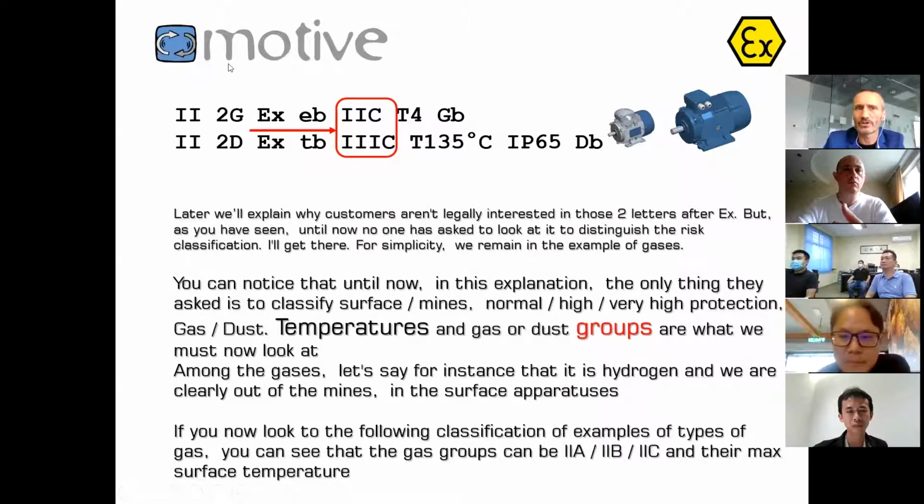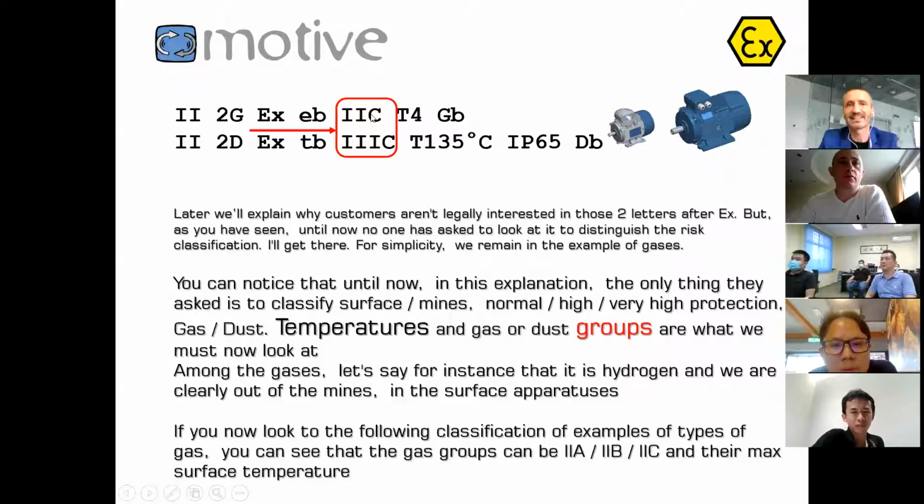Now there is something else written. We will also go to this EB, TB, what do they mean? But I would like first to explain what C means. Actually, this IIC means just C gas. IIC here in the second line means C dust. There are 3 letters which could be there. II or III are always there, but it could be A or B or C. And this depends on the physical characteristics of the dust or of the gas, how they have been classified, according to how they propagate the flame.